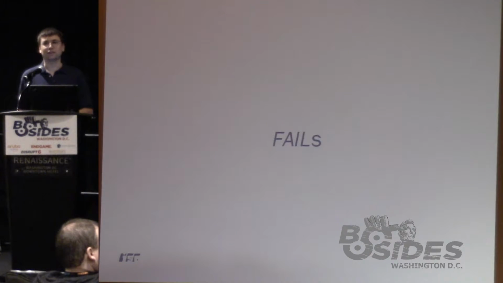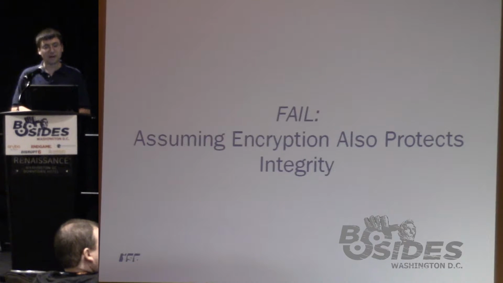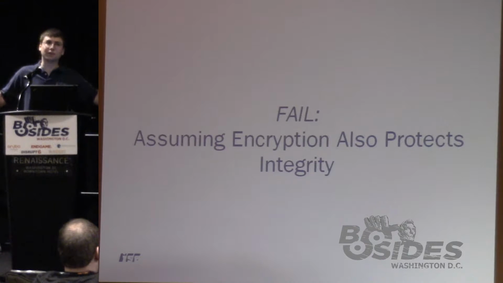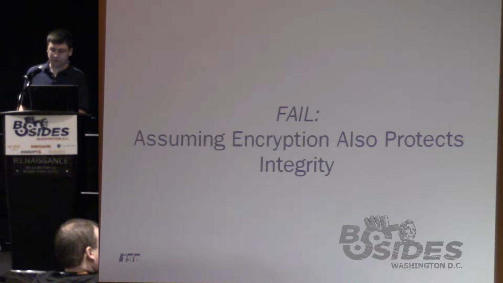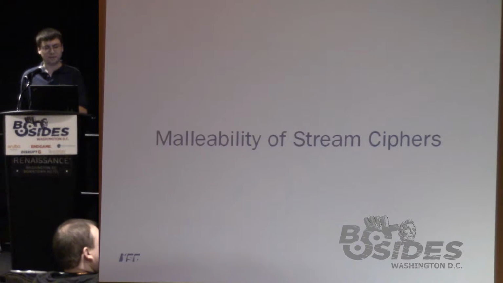So we'll take a look at fails: common ways in which programmers or architects fail when designing a system. One of the most common is assuming that encryption of data also protects it from being modified. If not well, then good enough. The first example, and this is the worst case, is stream ciphers and malleability.